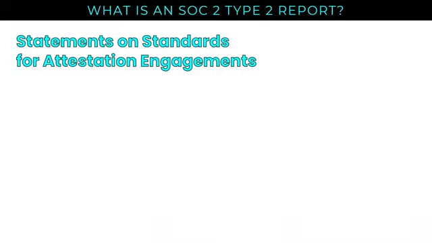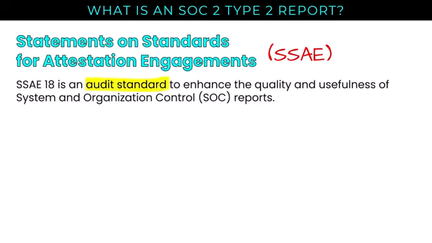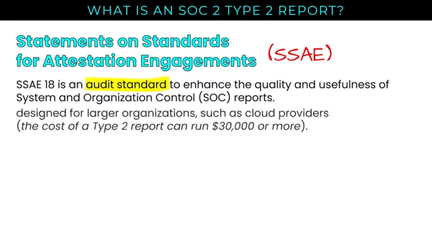What is that exactly? It is part of the Statements on Standards for Attestation Engagements, which is a set of auditing standards issued by the American Institute of Certified Public Accountants. And SSAE 18 is an audit standard that enhances the quality and the usefulness of System and Organization Control, or SOC, reports. So they're designed for larger organizations like cloud providers because the cost of a Type 2 report can run $30,000 or more. They're not inexpensive.